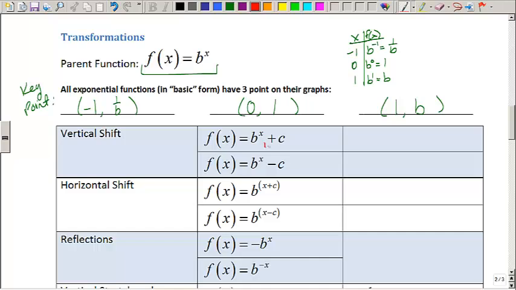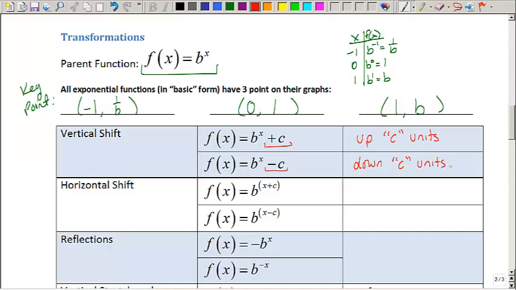And if I add c to the function, plus c to the outside of the function, that shifts my whole parent function up c units. But if I subtract c from the function, that shifts my parent function down c units.